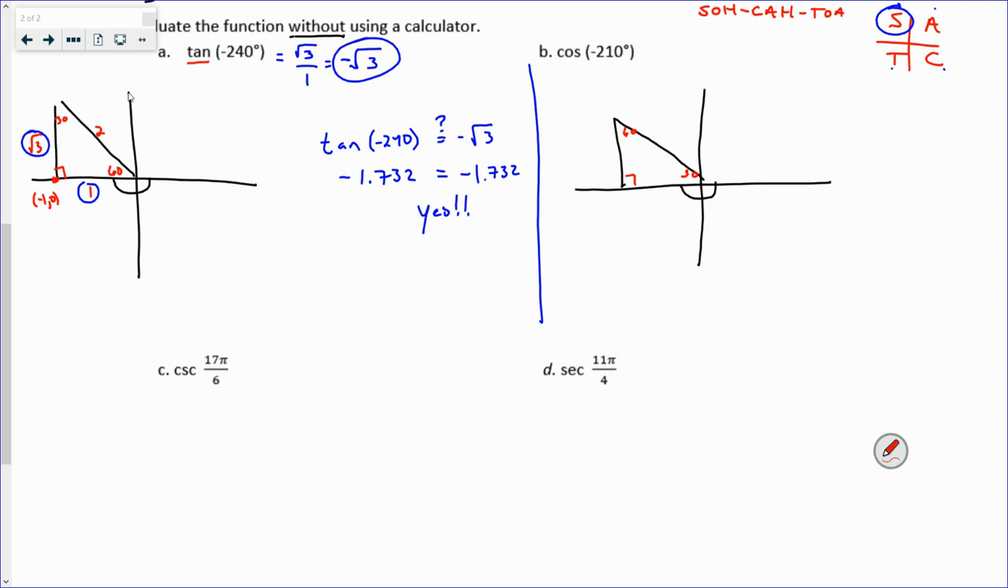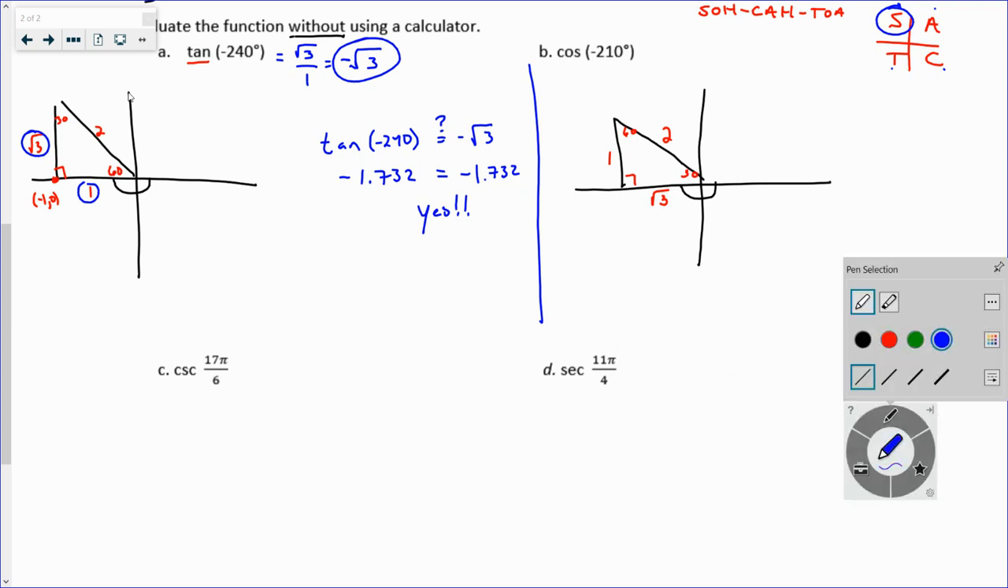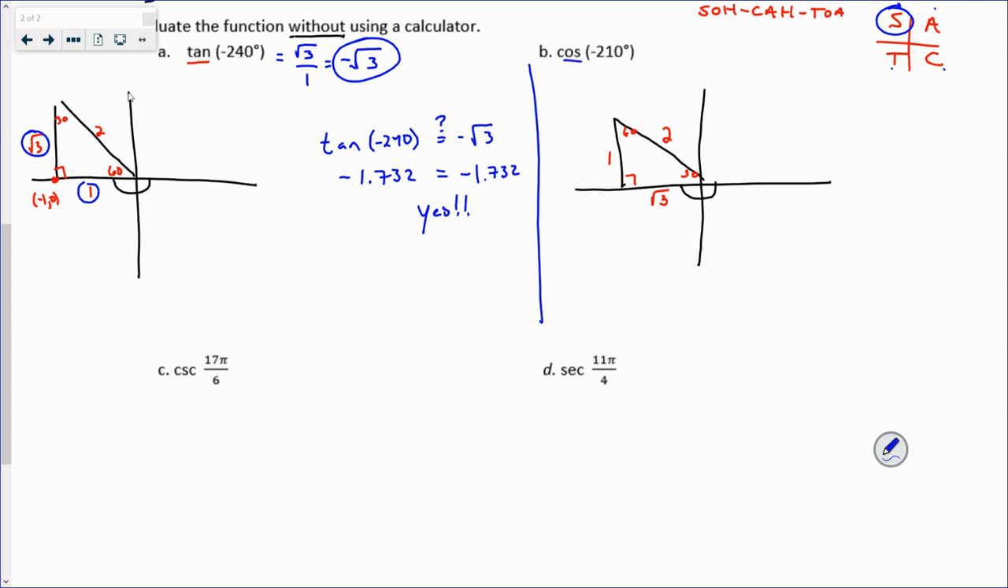So now we draw in the special right triangle. This would have to be 1, this would have to be square root of 3, and this would have to be 2. Now we go to cosine. Cosine is adjacent, so here's our reference angle, adjacent over hypotenuse. And then I also look at that all seniors turn crazy, only sine is positive. So this thing's probably equal to negative square root of 3 over 2.